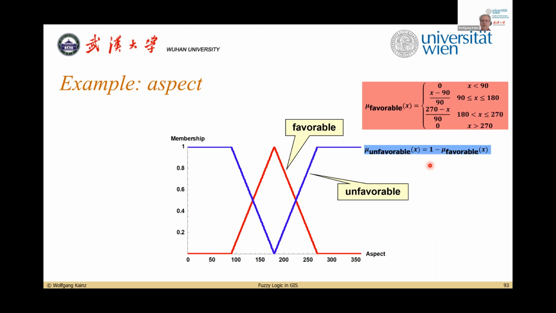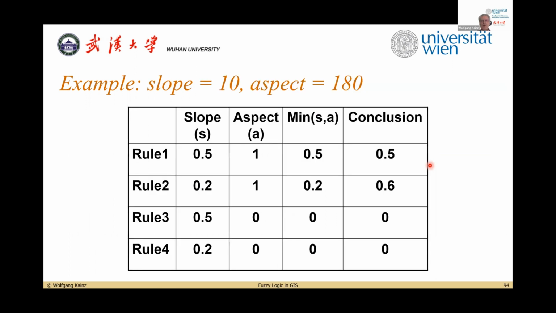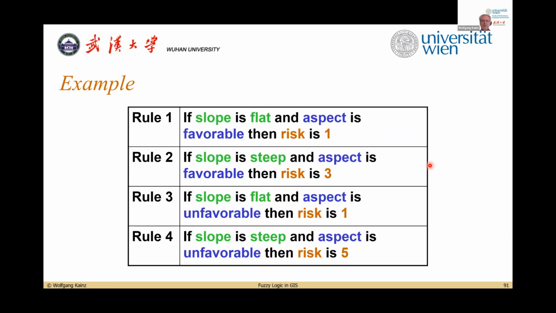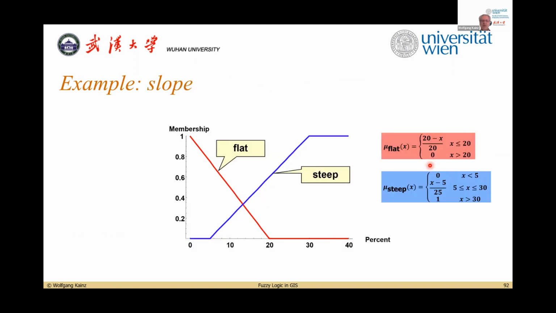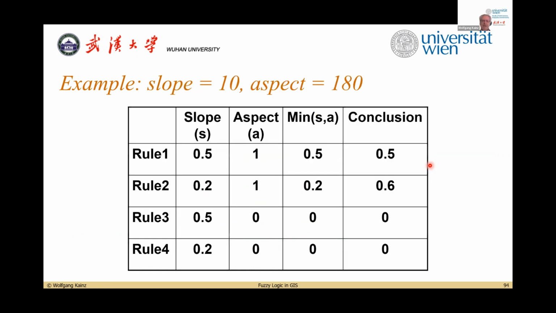And then we can look at slope and aspect values and see what the risk will be depending on which slope and which aspect. In this particular example, we have a slope equal to 10 and an aspect equal to 180 degrees, meaning due south. What we have to do is, again, look at our rules. Our first rule says flat slope and favorable aspect. So we go with a slope value of 10 into the flat slope and an aspect value of 180 for the favorable aspect.